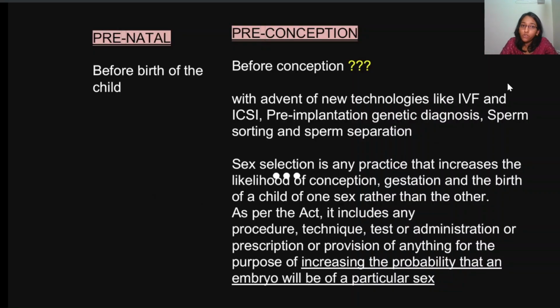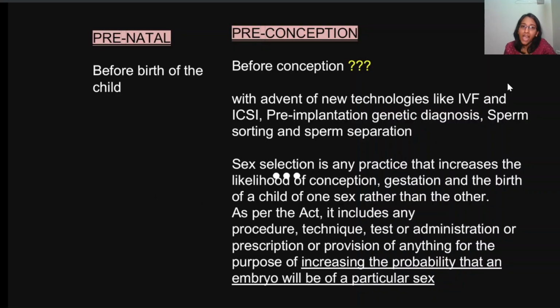With the advent of new technologies like IVF and ICSI, pre-implantation genetic diagnosis, and sperm sorting and sperm separation, it is said that we can determine or make sure that the baby will be of a particular sex. So those practices came into action and that's why preconception tests were also brought into the legislature. Sex selection is any practice that increases the likelihood of conception, gestation and the birth of a child of one sex rather than the other. Those are called preconception tests. That is the misuse of preconception tests.